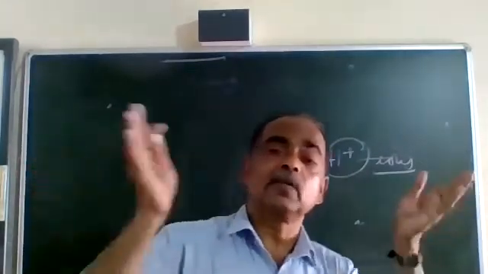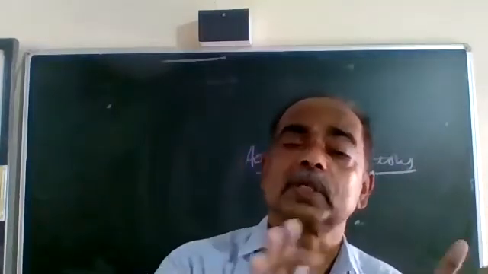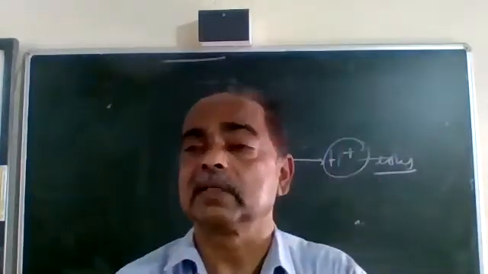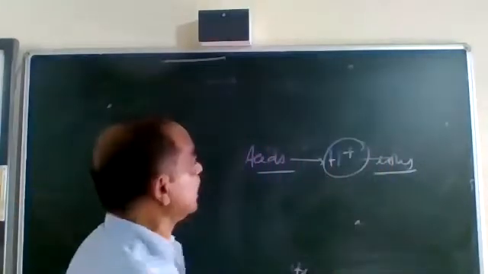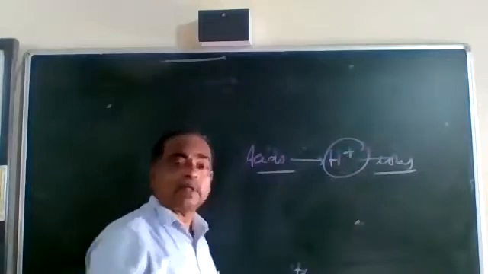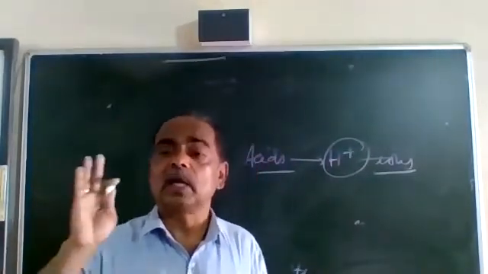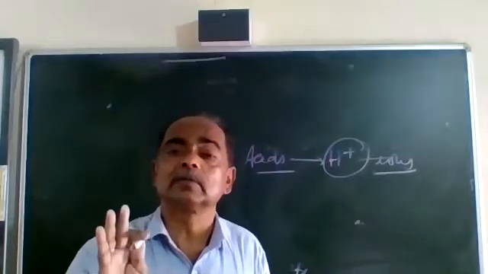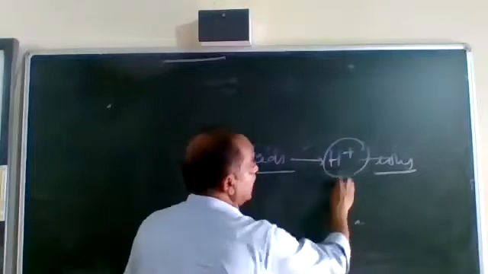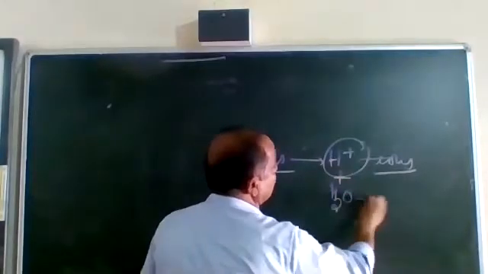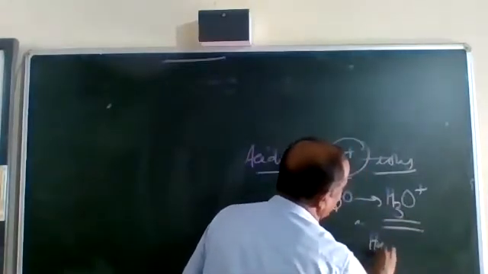You know that every compound is made up of ions, positively charged and negatively charged, cations and anions. So every acid contains H plus ions. If it cannot produce H plus ions, it is not an acid. And when this H plus ion combines with H2O, it forms H3O plus. This is what is known as hydronium ions.